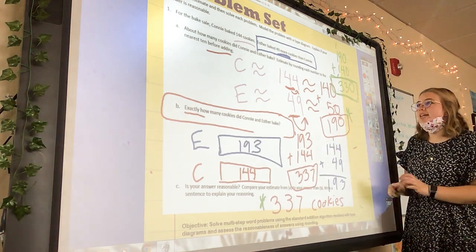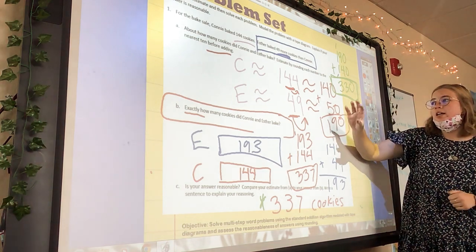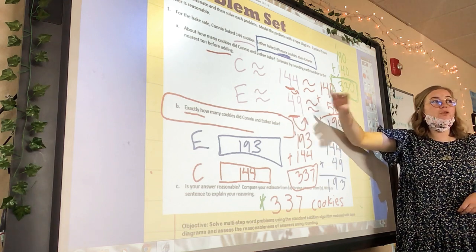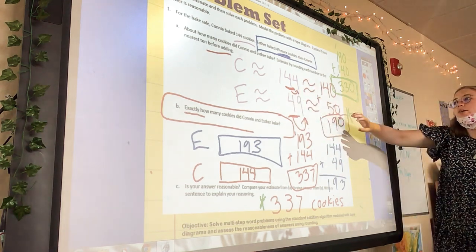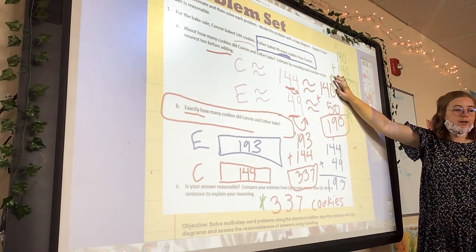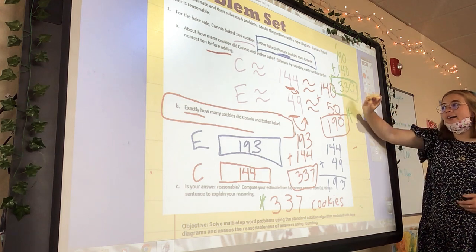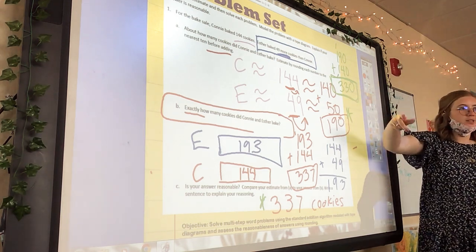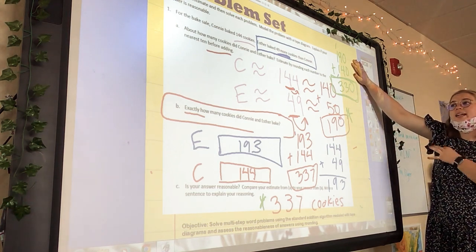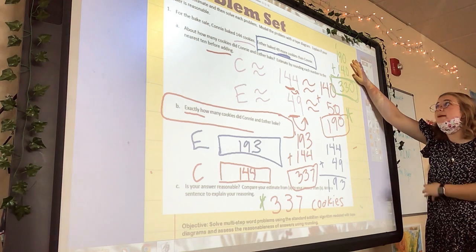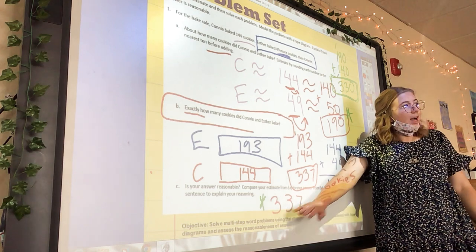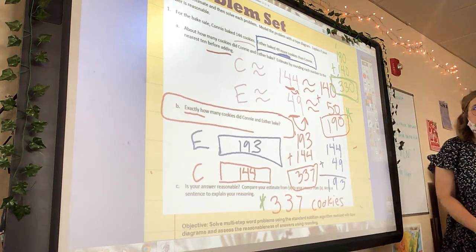So what we did was, remember Esther baked this many more than Connie, right? She didn't bake 49 cookies, she baked 49 more than Connie, right? So when we round them, she baked about 50 more than Connie, right? So if we were to add our estimates together, we would get 190 for Esther, okay? But then after that, we can find the estimated answer of how many cookies all together they baked, which is right here, which is a more accurate estimate compared to our actual answer.